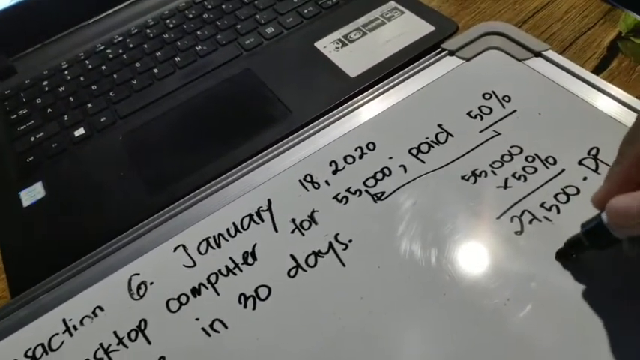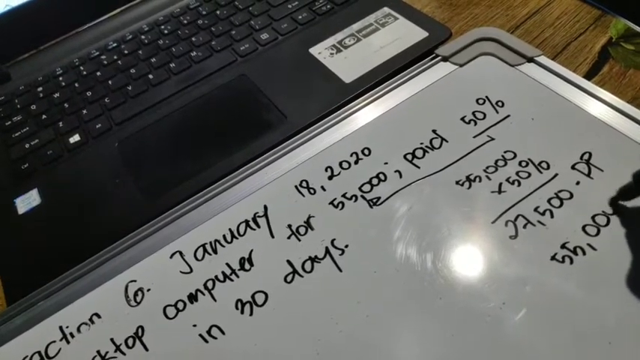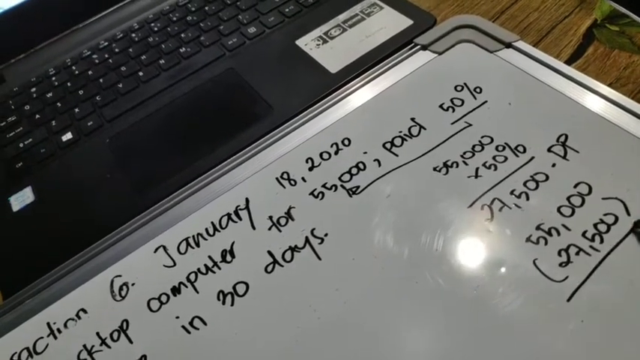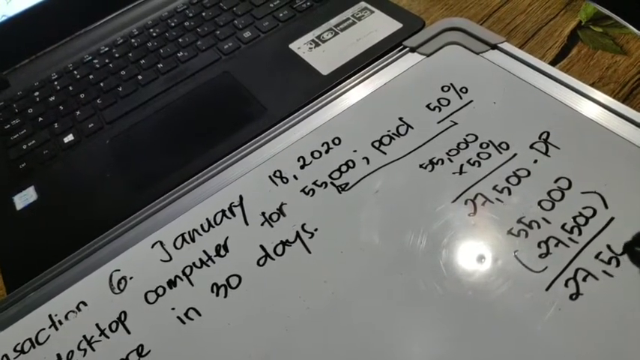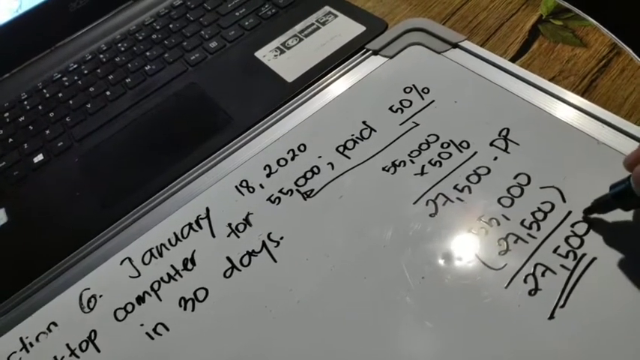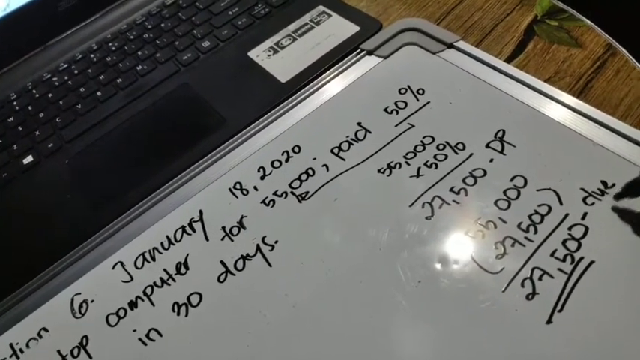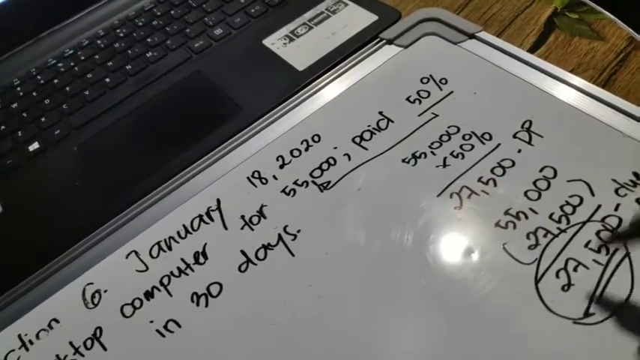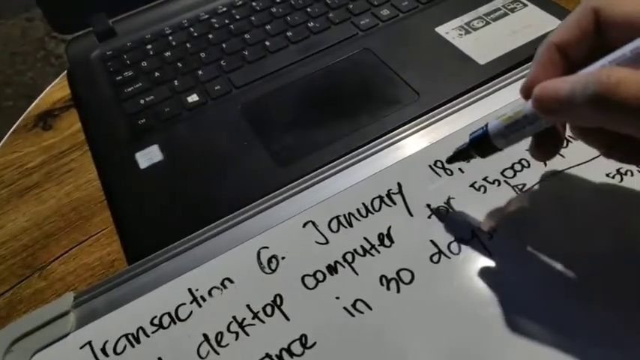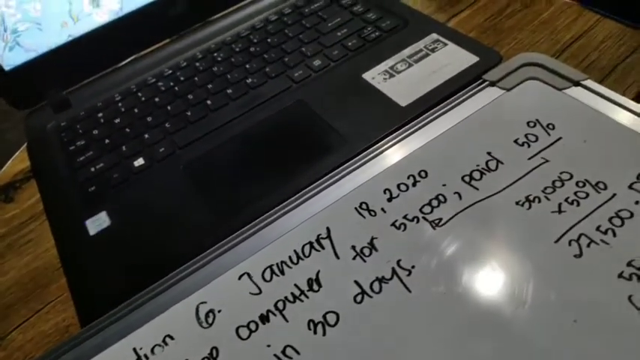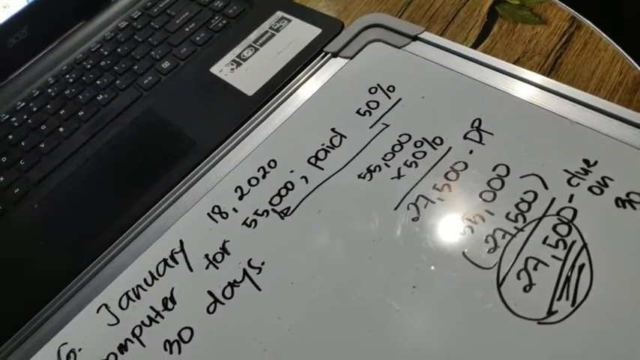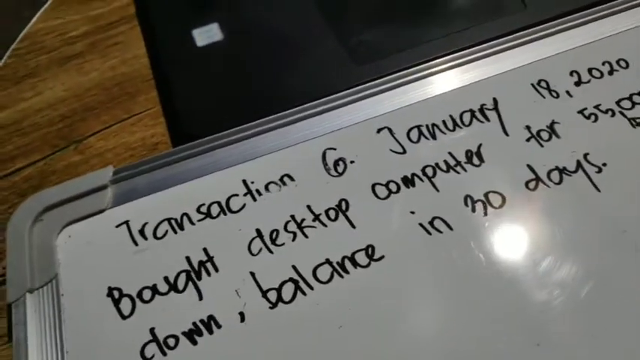Now, the 55,000 minus your down payment of 27,500, that would be 27,500. So this 27,500 is your due on 30 days. It means that you will be paying this 27,500 from January 18, you will count 30 days. So, that is where you pay the remaining amount that you need to pay. Okay. So, we go back to the transaction.